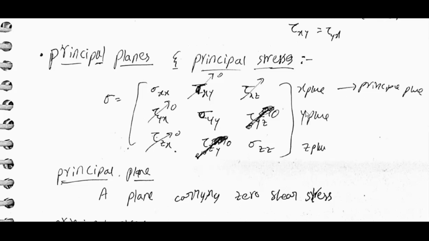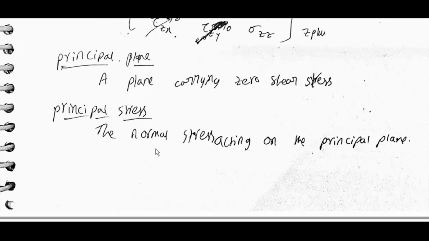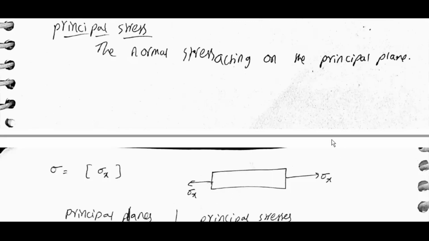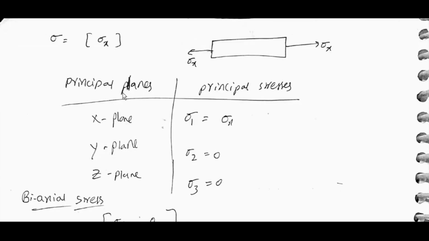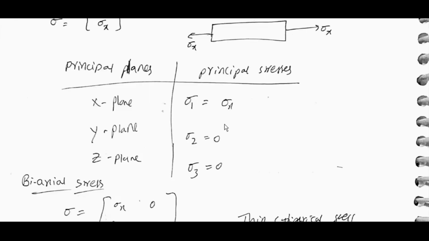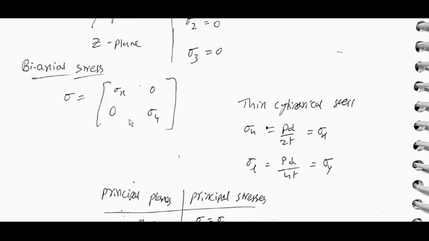Principal plane: a plane carrying 0 shear stress. Principal stress: the normal stress acting on a principal plane is called principal stress. Sigma is equal to sigma x. Principal planes: x plane, sigma 1 is equal to sigma x; y plane, sigma 2 is equal to 0; z plane, sigma 3 is equal to 0.